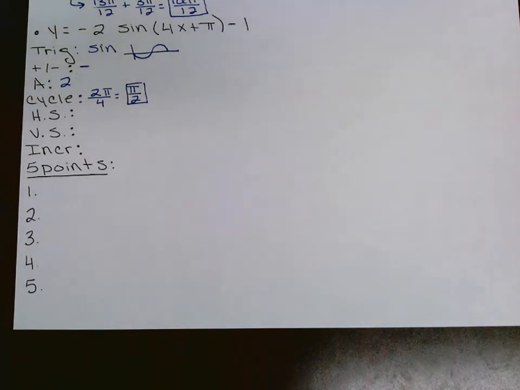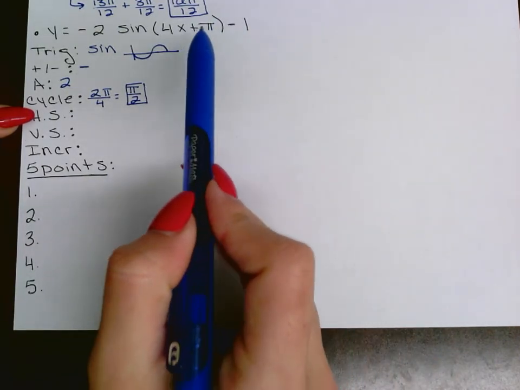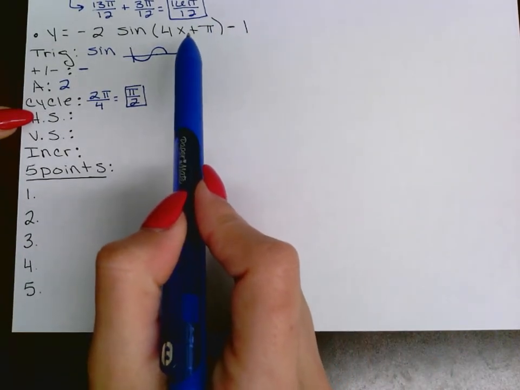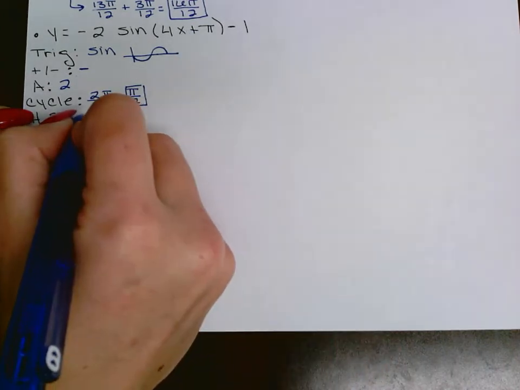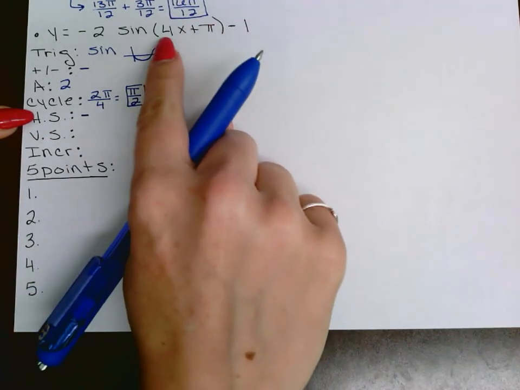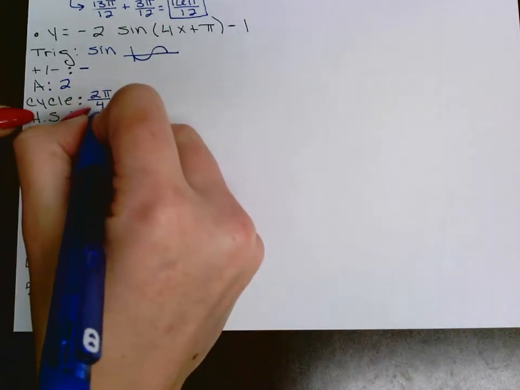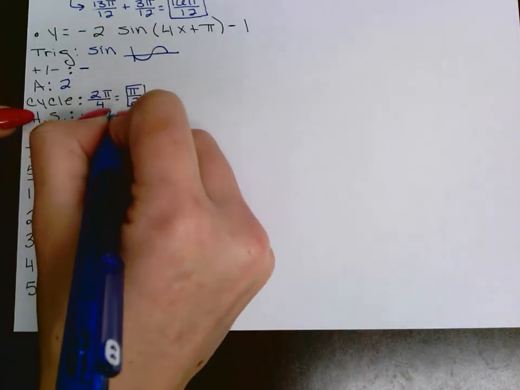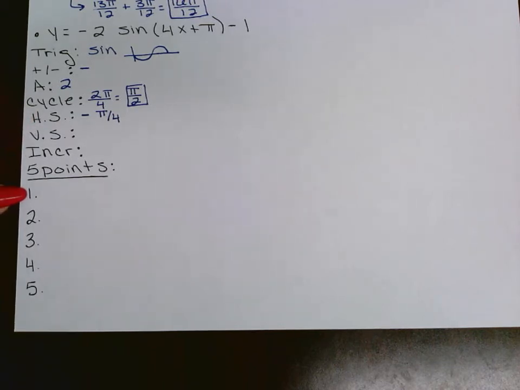All right, next we're going to look at horizontal shift. So here is where most students usually get stuck. Remember, horizontal shift is opposite the sign and there's a plus here. So I already know that horizontal shift is going to be negative. And then it is C over B. I don't have any fractions, so I don't have any crazy divisions. This is just going to be the C, which is pi, over B, which is 4. Okay? And remember, once I know my horizontal shift, I can put that as my first point.